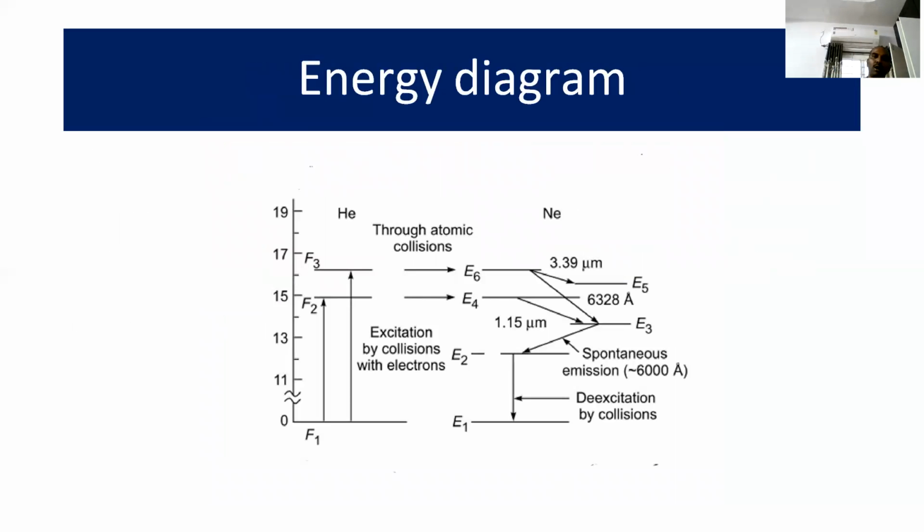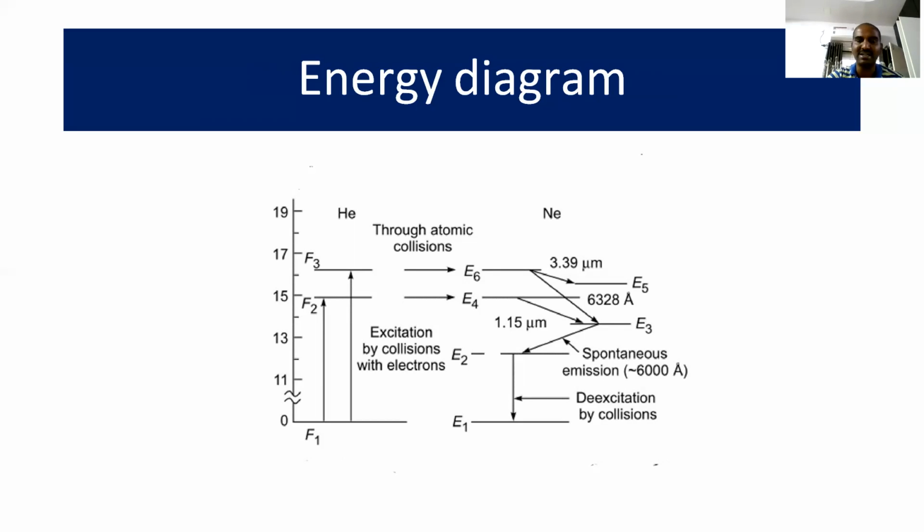See here, all these processes, right from pumping, followed by population inversion, stimulated emission, amplification, and the last one, laser production, are represented with a specific energy level diagram. So here you can see the energy level diagram. If we consider this energy level diagram as two parts, left hand side and right hand side, the left hand side part is the energy level diagram of helium atoms, and the right hand side part is the energy level diagram of neon atoms.